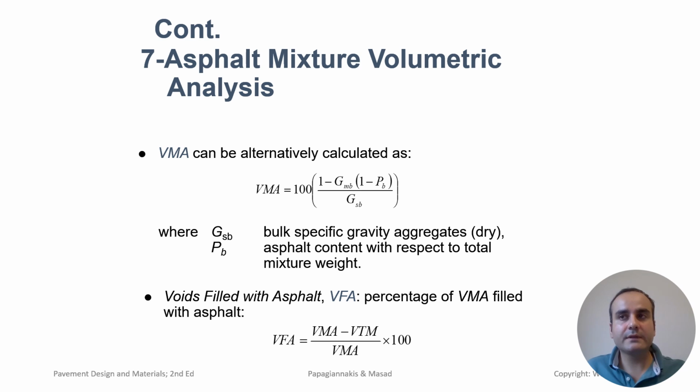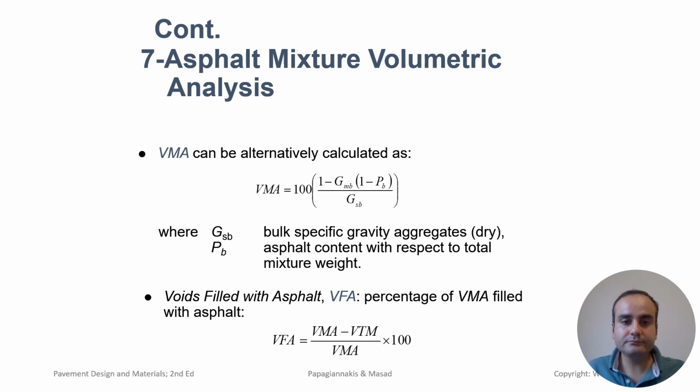GSB is the specific gravity of the aggregate, including the volume of both the aggregate's solid material and its permeable pores that absorb asphalt binder. This property is important for determining how much asphalt binder will be absorbed by the aggregate versus how much will remain available to coat the aggregate particles.